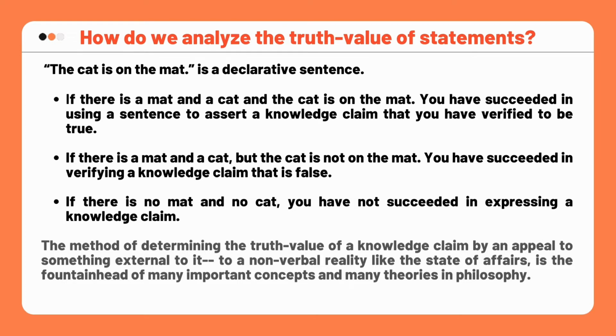Sa una, kung may mat at may pusa, tapos yung pusa nasa mat, nakapag-prove ka na may knowledge claim. Tapos na-prove mo din na totoo yun. Bakit? Kasi totoong may pusa tsaka mat, tapos yung pusa totoong nasa mat. Sa pangalawa naman, meron ding pusa at may mat pero yung pusa wala sa mat. Bali nakapag-prove ka na may knowledge claim pero false siya. Bakit? Kasi nga totoong may pusa tsaka may mat pero wala raw sa mat yung pusa.